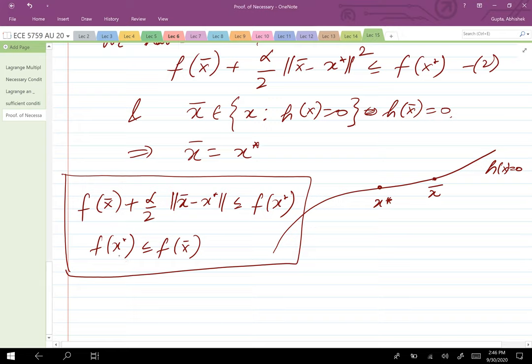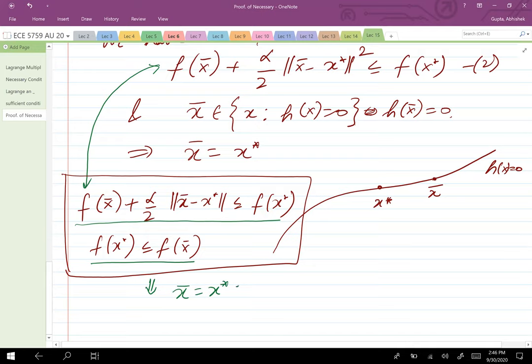Okay, so this is because x star is a local minimum by assumption. This is the second inequality. So this inequality is because x star is a local minimum on this surface, h of x equal to zero. And this inequality is what we get here. And these two inequalities would imply that x bar is equal to x star. Otherwise, it cannot happen because alpha is greater than zero. So these two inequalities imply x bar is equal to x star.